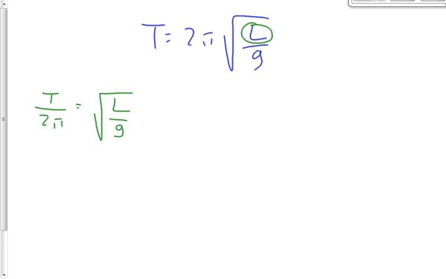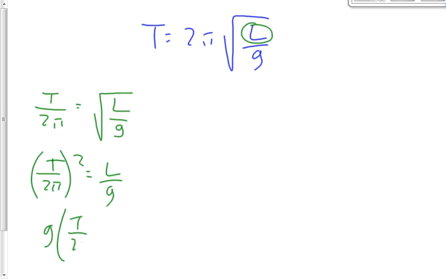Somebody else. What do we get rid of next? Tony? Right, we get rid of the square root by squaring it. It becomes T over 2 pi squared equals L over G. Now we're solving for L, right? You got to get rid of the G. It's the only other thing that's attached to the L. How do you get rid of that, Tony? We times it, right? So it becomes G times T over 2 pi squared equals L. There's my equation.